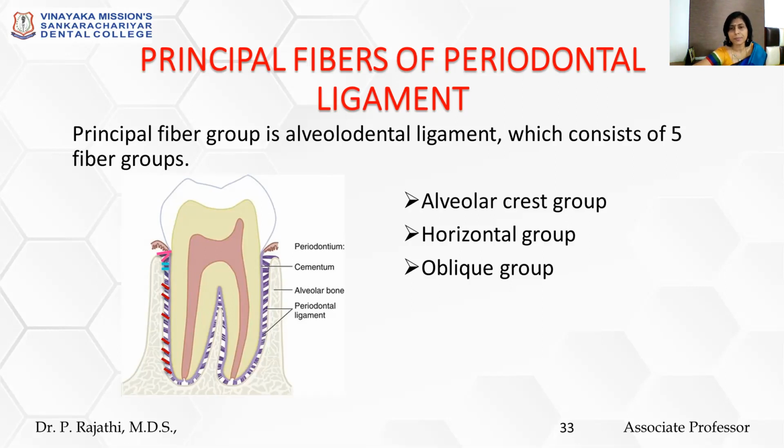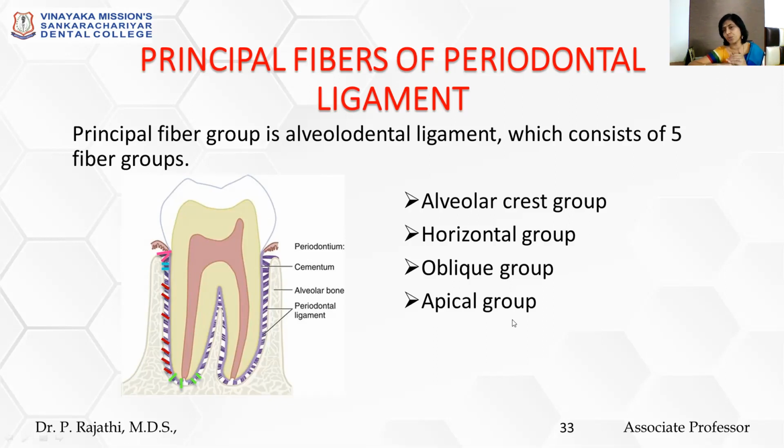The fourth group of fibers is the apical group. You can see these fibers at the tip of the root, the apex of the tooth. They originate again from the cellular cementum present there, and get inserted into the fundus of the tooth socket. The alveolar bone where the root tip is present is called the fundus of the tooth socket. The fibers radiate in a direction and get inserted into it.